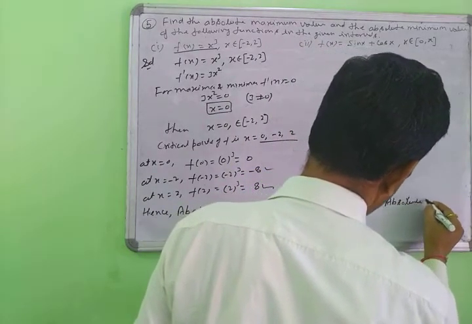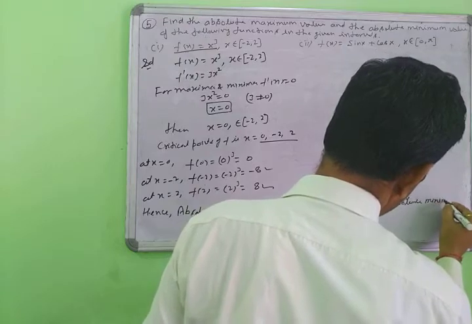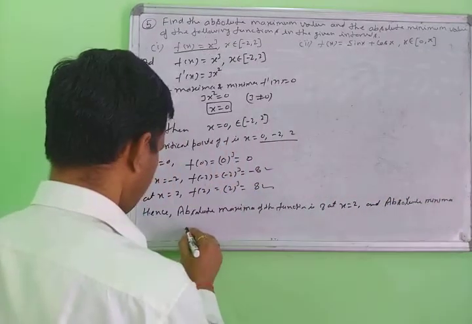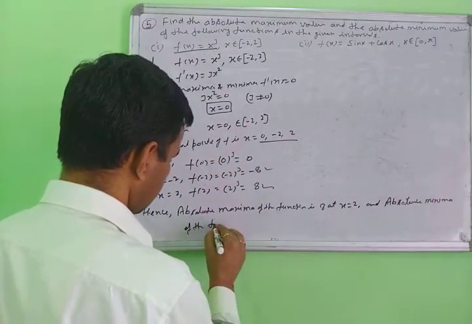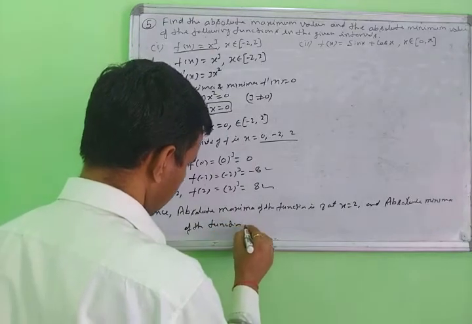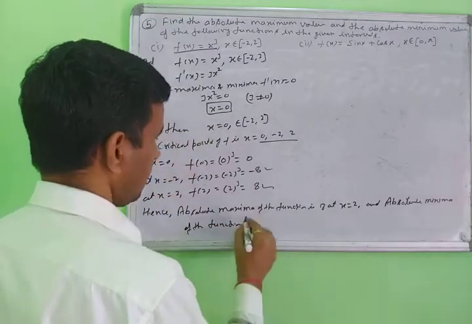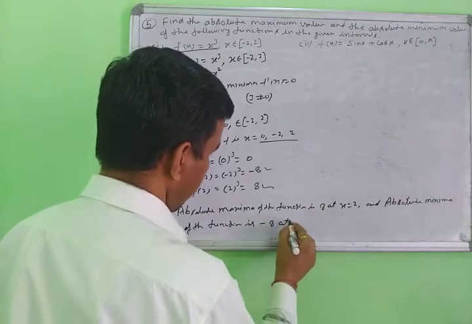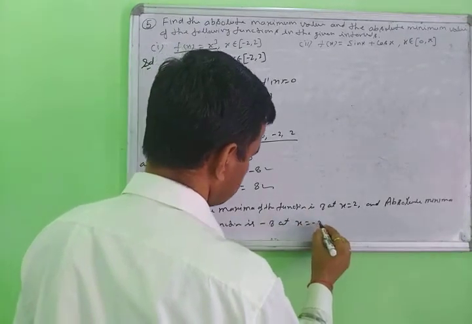And the absolute minima of the function is -8, at the point x equal to -2.